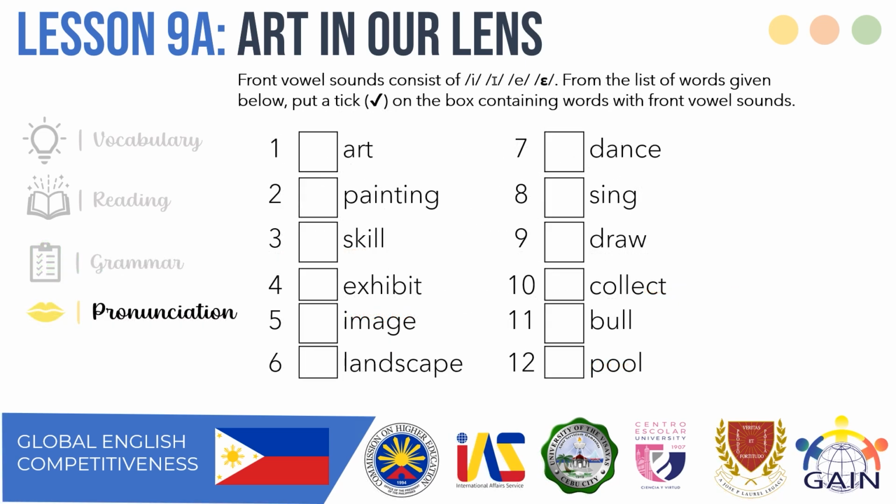Front vowel sounds consist of I, E, E. From the list of words given below, put a tick on the box containing words with front vowel sounds. Now pause this video and answer the activity. Here are the correct answers.